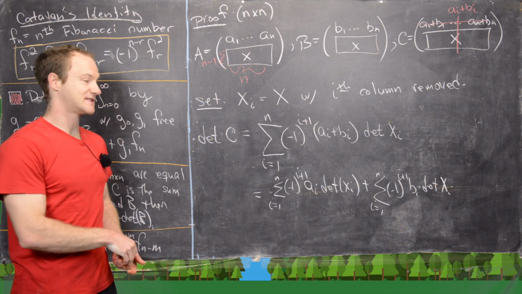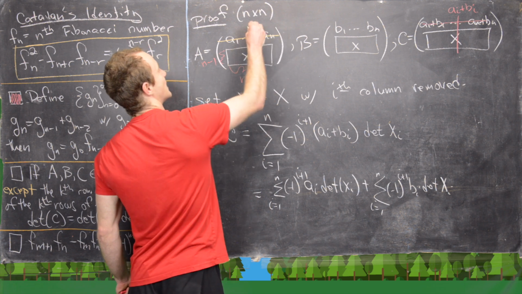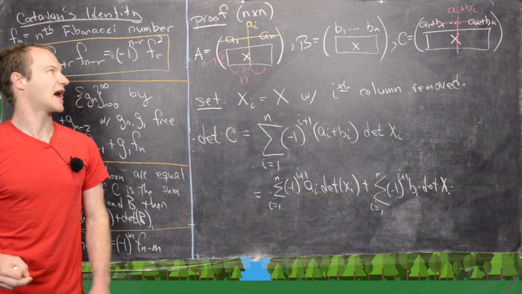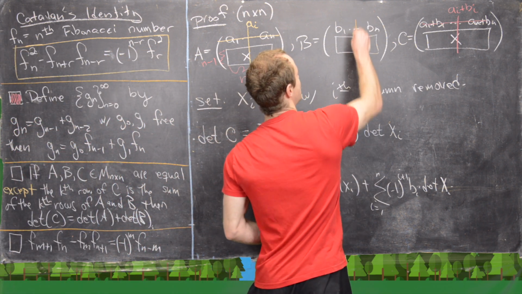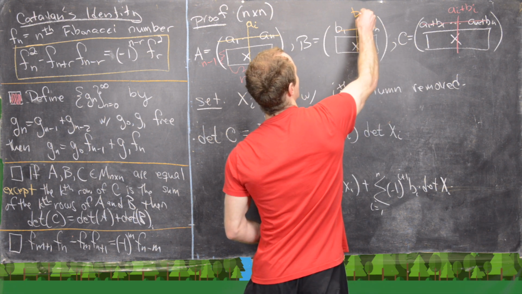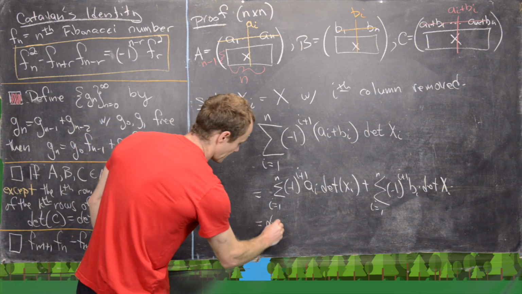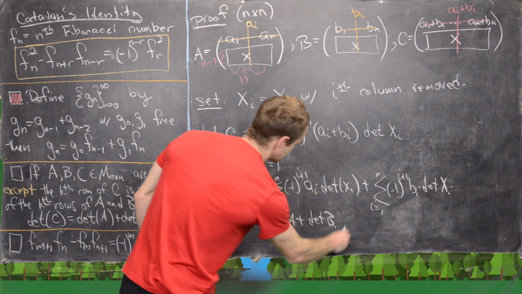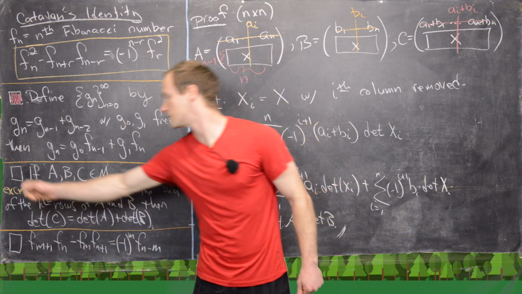But now, by the same reasoning, here we have the determinant of A, where we've expanded on the ith row to have the a_i entry there. And here we have the determinant of B, where we've expanded on the first row in the ith column to have b_i here. So this gives us the determinant of A plus the determinant of B. Great. And that proves this second result.